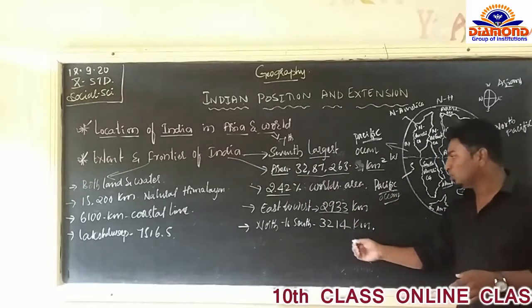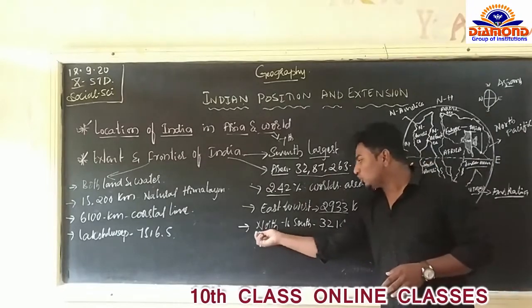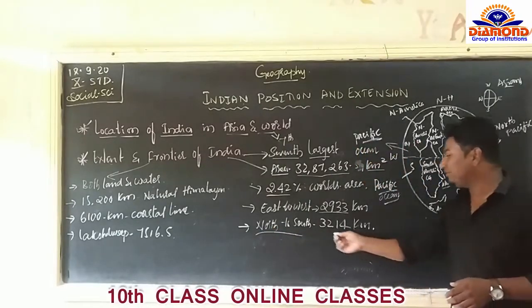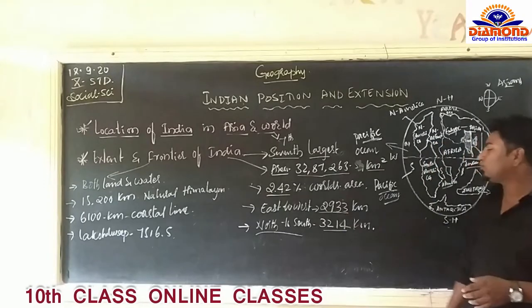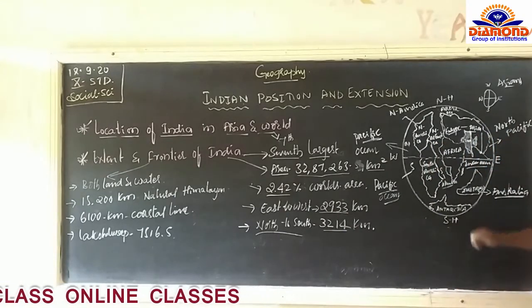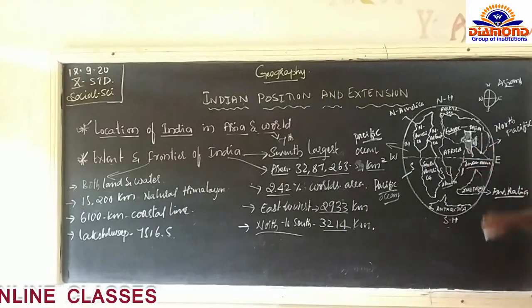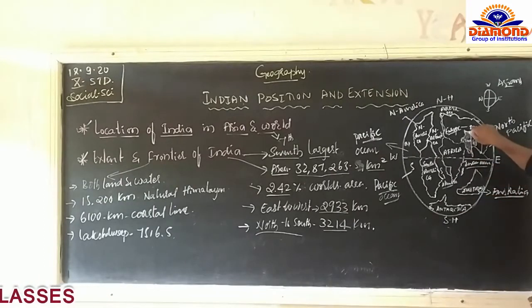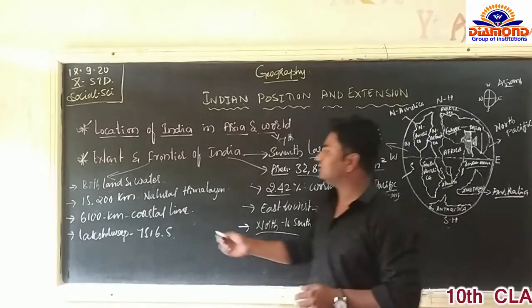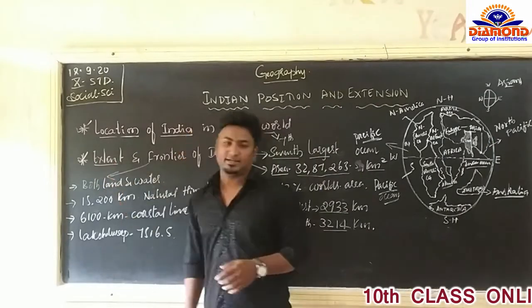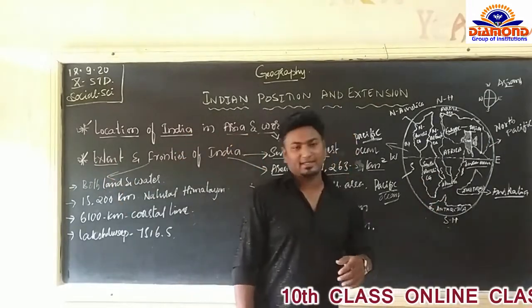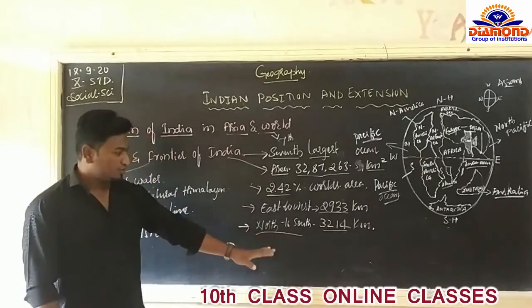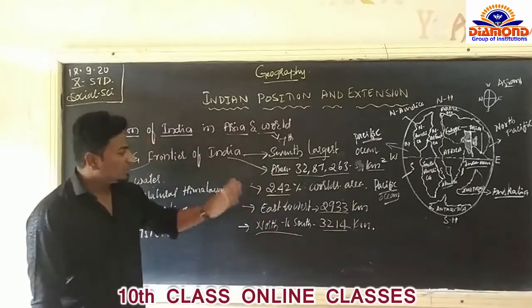Then a person who is traveling from north to south needs to travel 3,214 kilometers, from the top to the bottom. This is known as the Indian extent, the Indian extent from north to south. So this is very easy. You can just keep it in your mind.